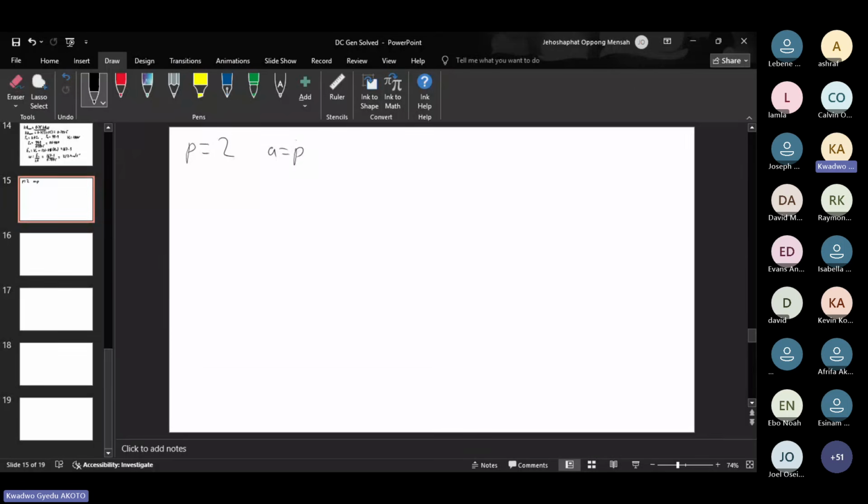We have 46 slots and 18 conductors per slot, right? So this means that we are going to have number of conductors, capital Z, to be 18 times 46, which is going to give us 828 conductors, right?